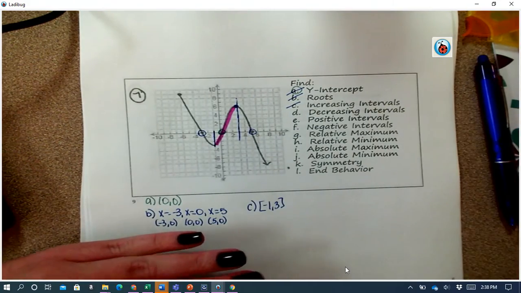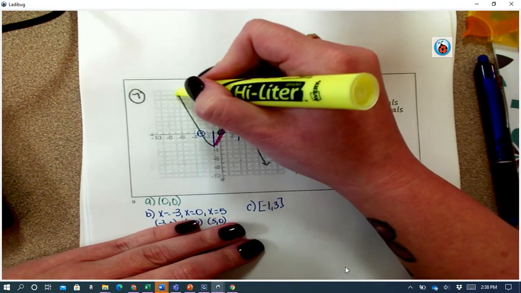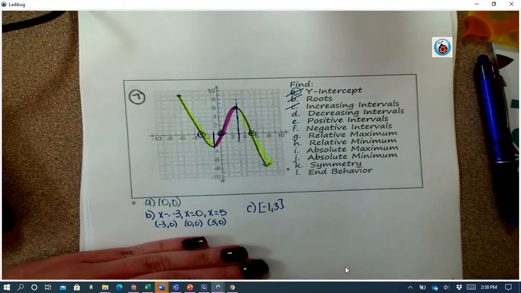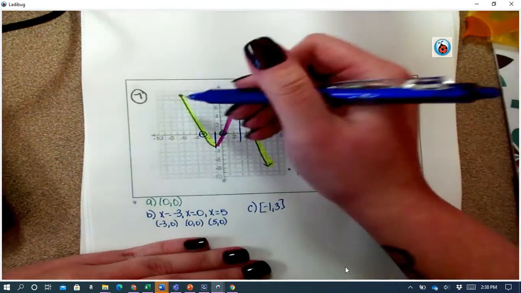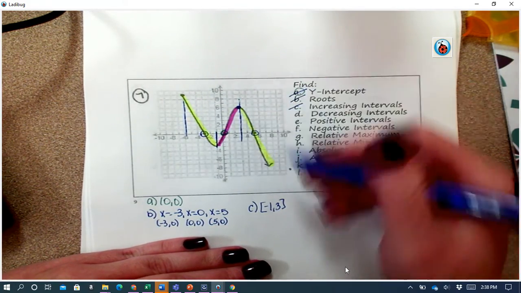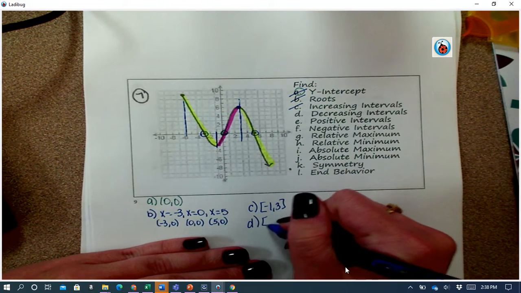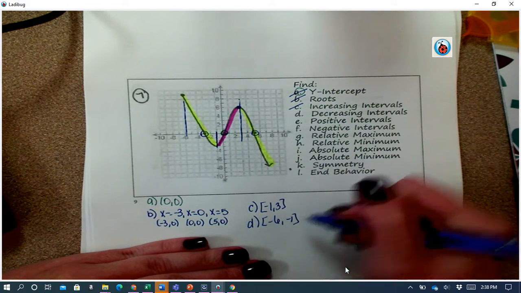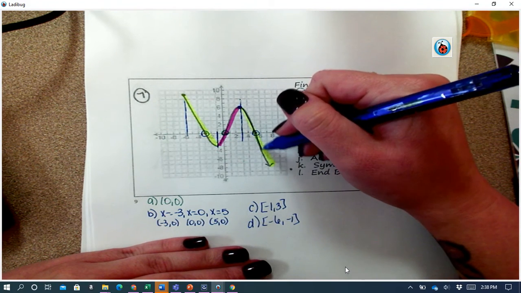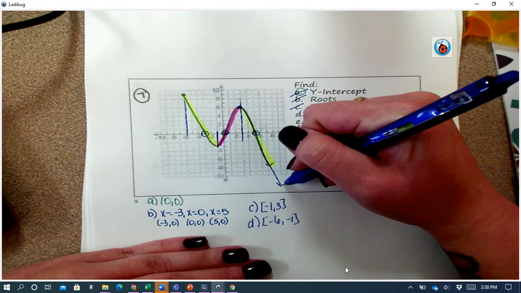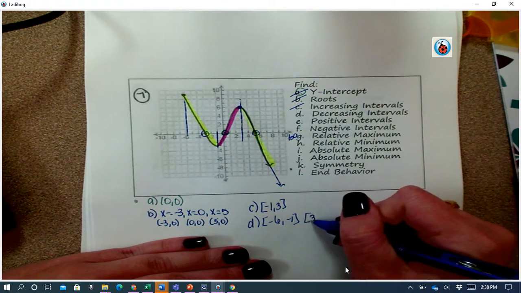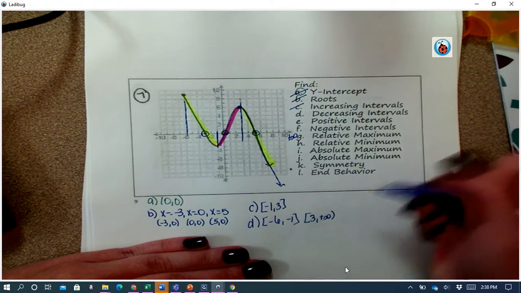Decreasing intervals are the sections on your graph that have a negative slope, which would be these 2 yellow sections here. And you're going to use the x values. So this is -6 to -1. So part D is -6 to -1. And then from 3 all the way, this is going to keep going and going and going. If it keeps going right forever, it goes towards positive infinity.